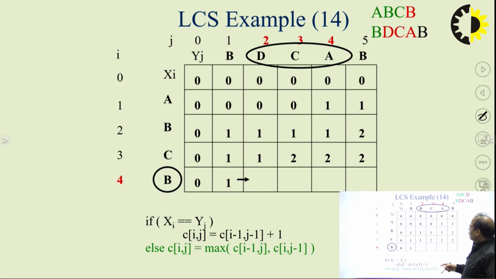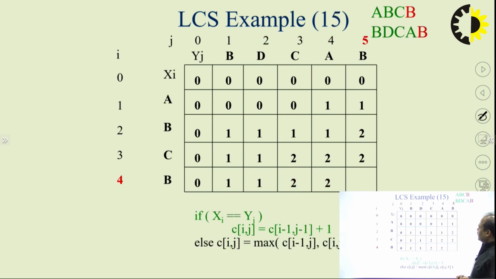B is not equal to D, it is going to be copied. Same thing, B is not equal to C, it is going to be copied because this is higher than this, whichever is giving the maximum. And then B and A are not equal, anyone, both are equal, we copy it over here. Now the last one, B and B, they are matching. So what will happen here, this is 2 and 2 plus 1 becomes 3, that is it.